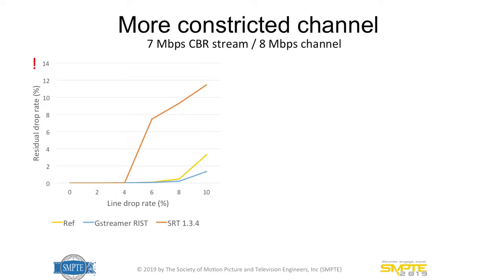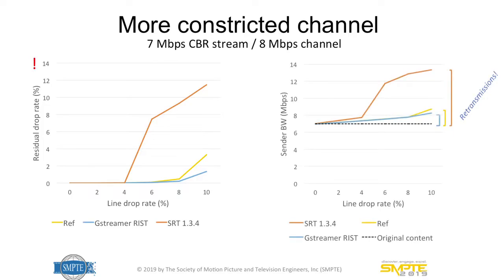What if it's 8? So now we can see that for 6% line drop rate, the residual drop rate for SRT takes a huge jump up to 7.5. So we're actually losing packets by attempting recovery. And why is this? Well, going to the sender bandwidth graph again, we can see that it's a correspondingly huge jump there. And this is also the place we could see in the bandwidth limiter that it started dropping packets. So basically, this is a classic congestion collapse.